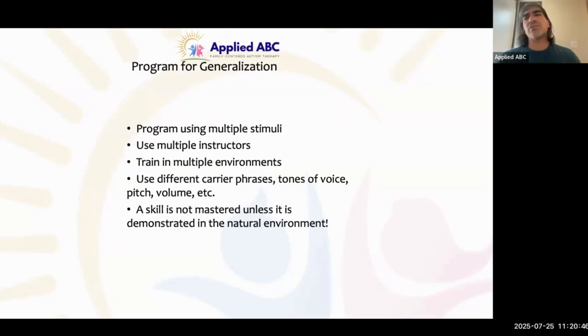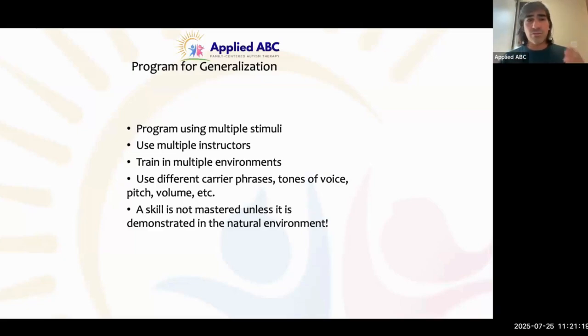Program for generalization. We talked about generalization a little bit earlier, but sorry for speaking fast. I hope it's easy to follow. I just want to make sure we get through everything. Generalization is you're not just doing it with me, you're not just doing it in the classroom, you're doing it with other people, other places. So program using multiple stimuli: different kinds of cars, different colors of things, as much variety as you possibly can, so that conceptually they're getting as broad and thorough an understanding as possible.